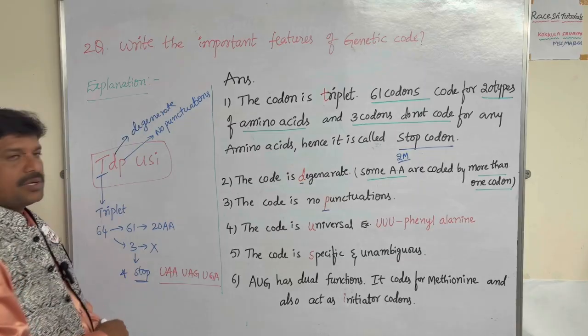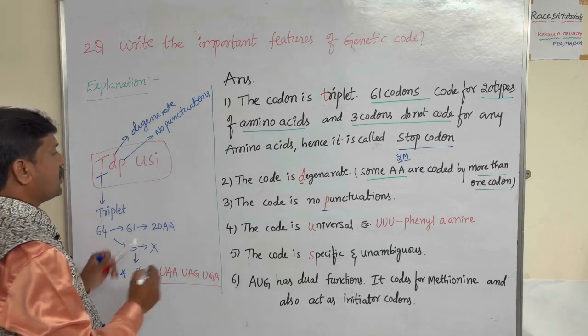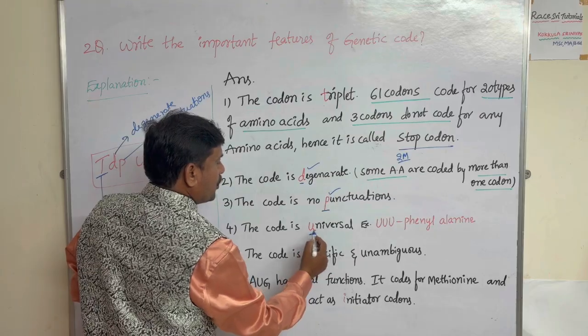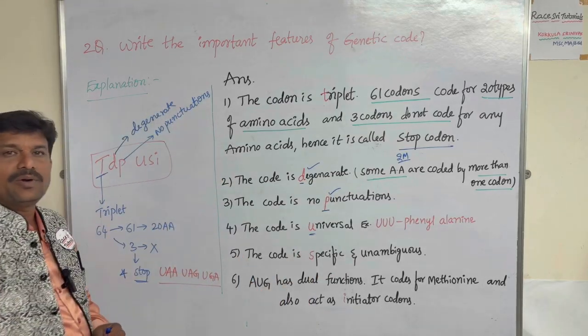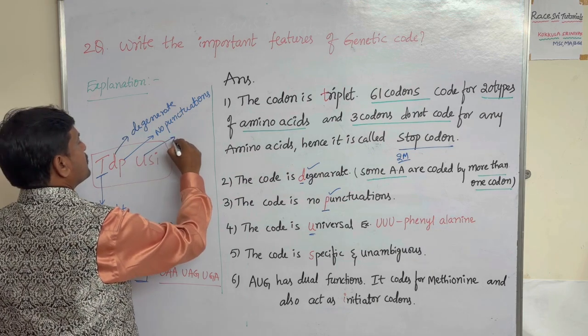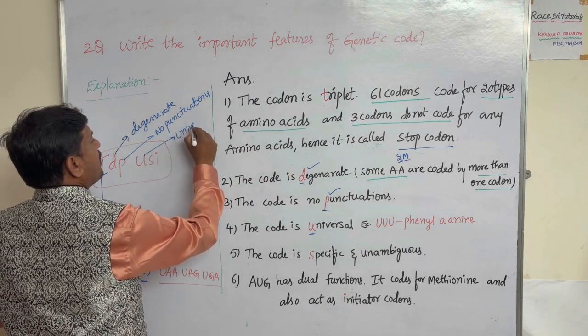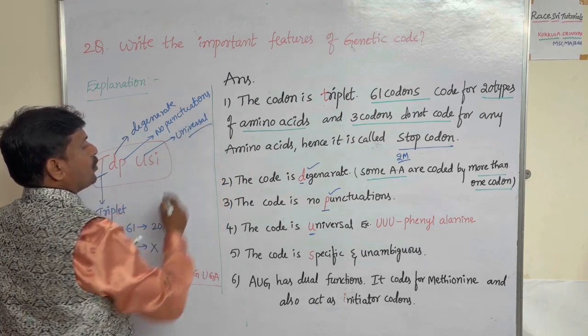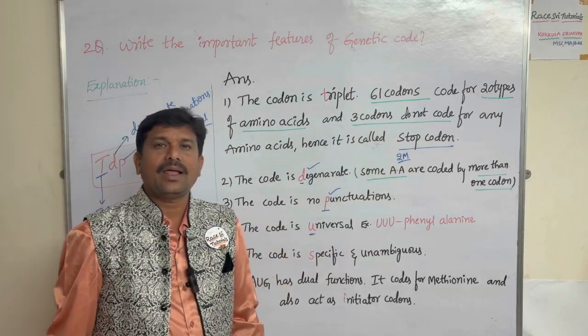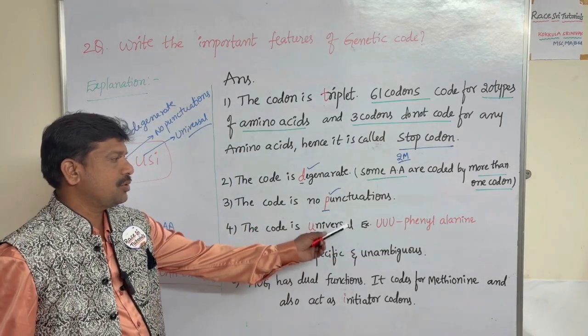Right, I think that catch. Next, U. What does U mean? U means universal. So what is universal? U means universal: anywhere you go, the same codon will follow. Universal. For example, the phenylalanine symbol. So you can catch up.